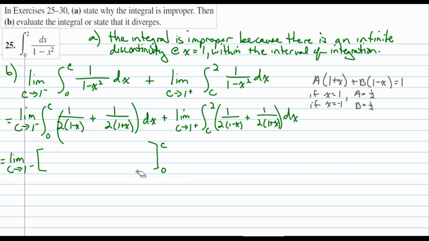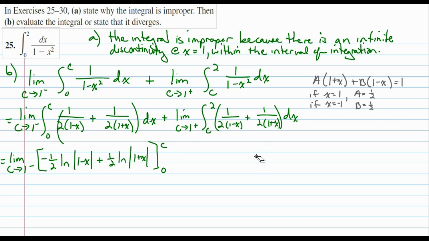Next, I'm going to integrate. So I have negative 1/2 the natural log of 1 minus x. It's negative because of that negative x in there. I'd have to divide by its derivative when taking the integral. And then plus 1/2 the natural log of the absolute value of 1 plus x.